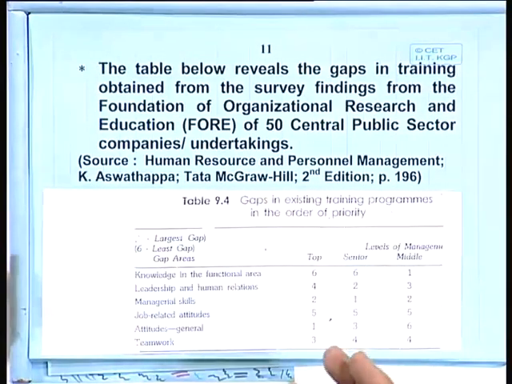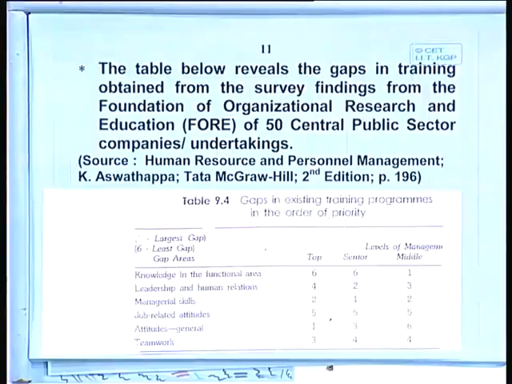Because new machines come, new environment come, and you forget also. New people come, people leave. So, training has to be an ongoing process. The table below reveals the gaps in training obtained from survey findings from the Foundation of Organizational Research and Education of 50 central public sector companies in India.